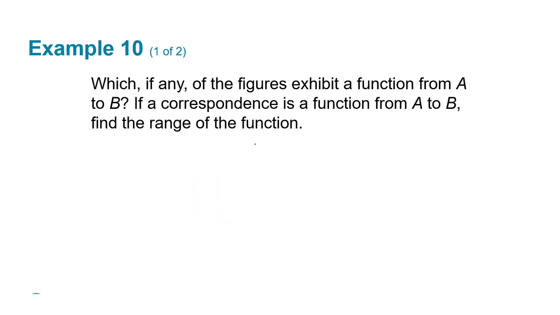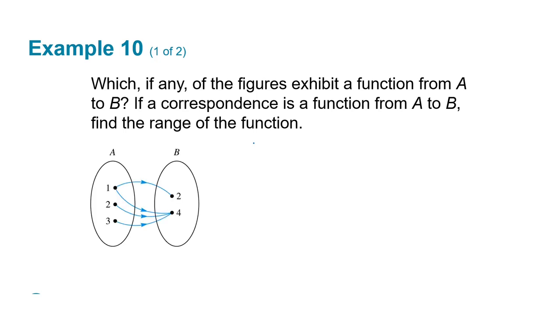In example 10, which, if any, of the figures exhibit a function from A to B? If a correspondence is a function from A to B, then I want you to also find the range of the function. Let's look at our first diagram. 1 gets sent to 2 and 1 gets sent to 4. So we have one input that goes to two separate outputs. Automatically, this is not a function. One input goes to two outputs. This is not a function.